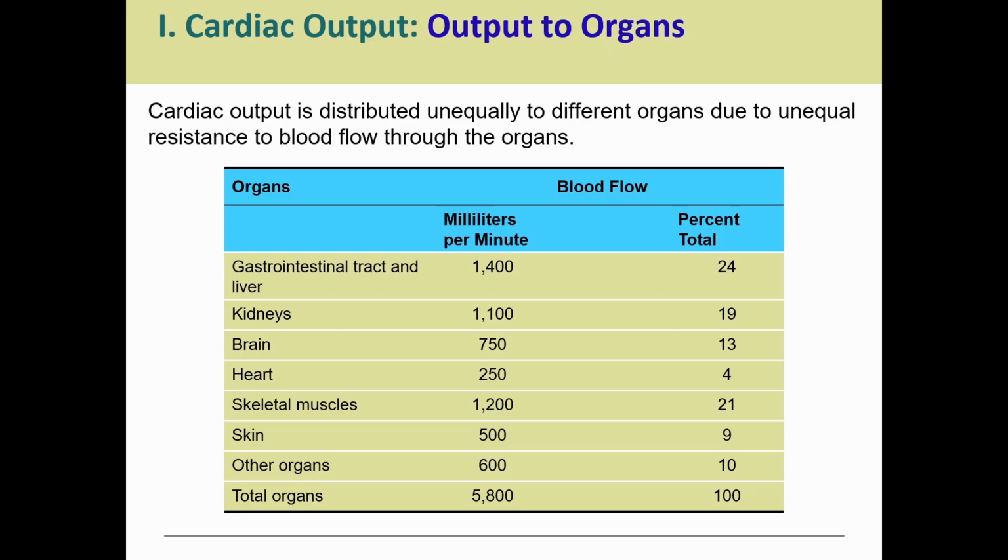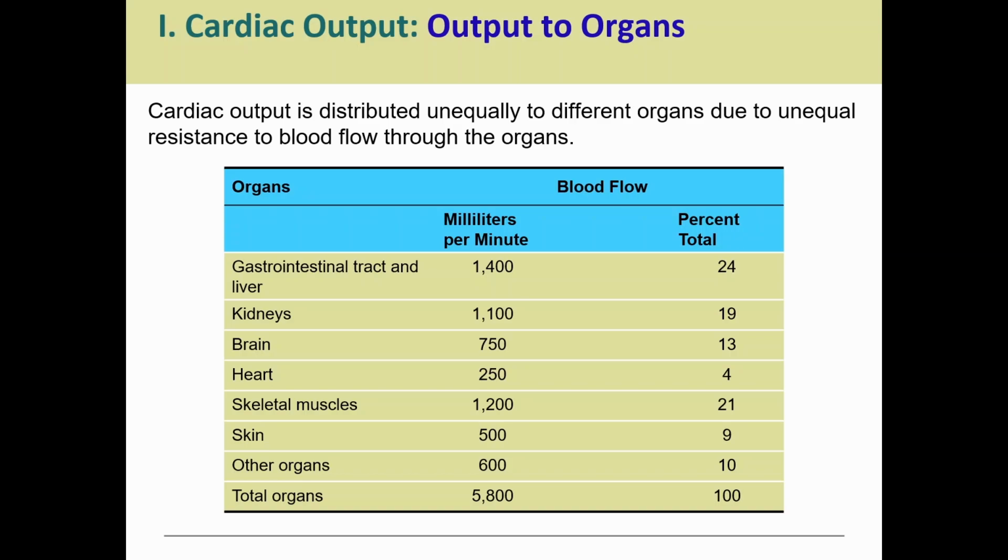Now, cardiac output to different organs is distributed unequally because there are differences in resistance to blood flow throughout the organs. So, depending on the organ, we may see an increased resistance or a decreased resistance. Generally speaking, decreased resistance means that we see more blood.